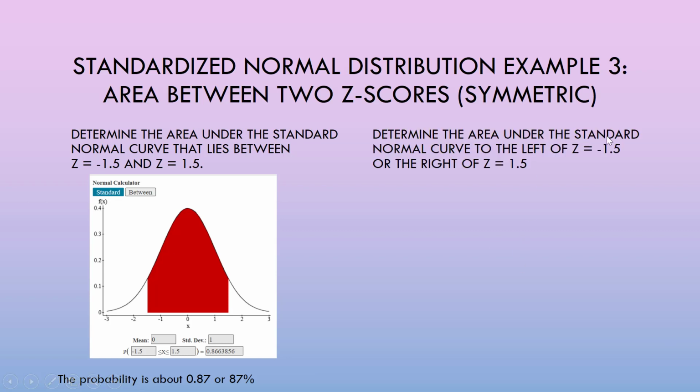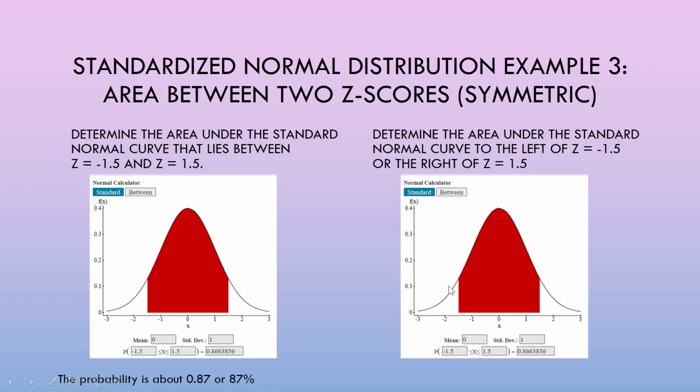Determine the area under the standard curve to the left of z equals negative 1.5 or the right of z equals 1.5. Well, let's draw a picture of what that means. We're still cutting the graph at negative 1.5 and positive 1.5, but now the area we're interested in isn't this shaded red region, but rather this white region over here to the left of that red region, and also the white region over here to the right of positive 1.5.